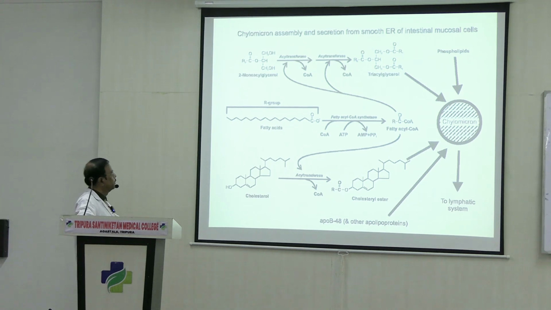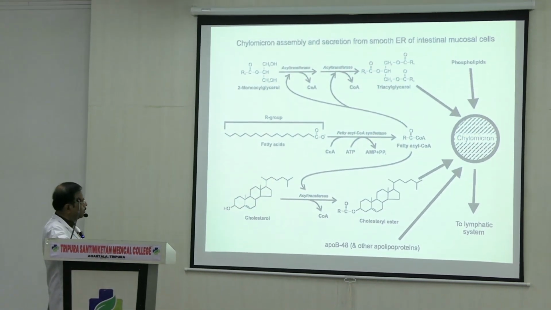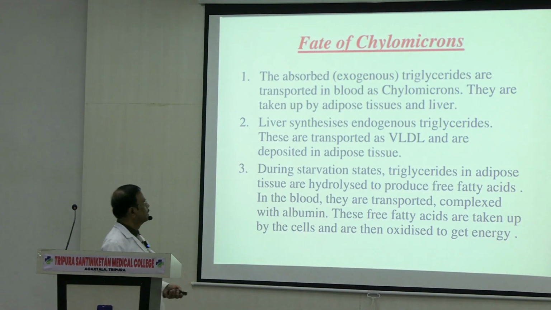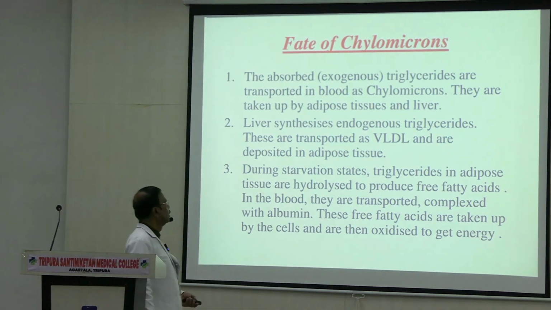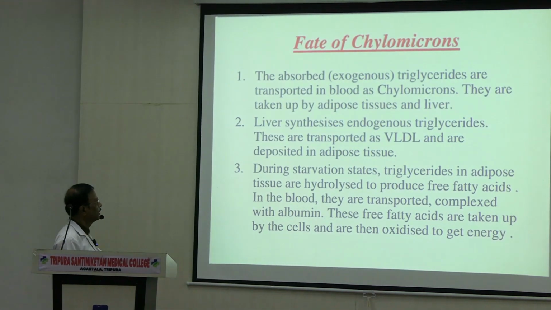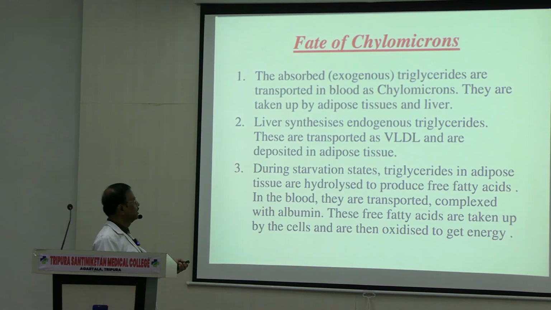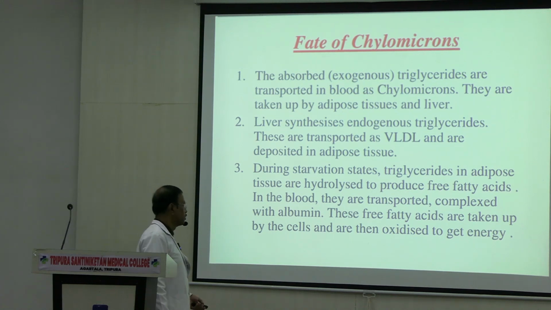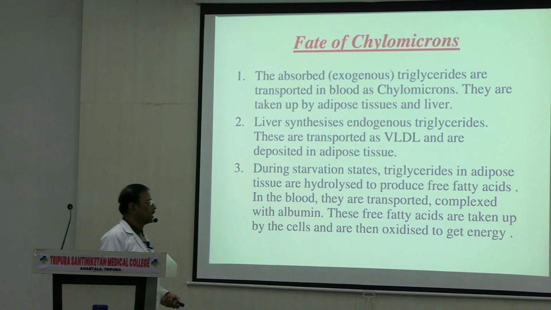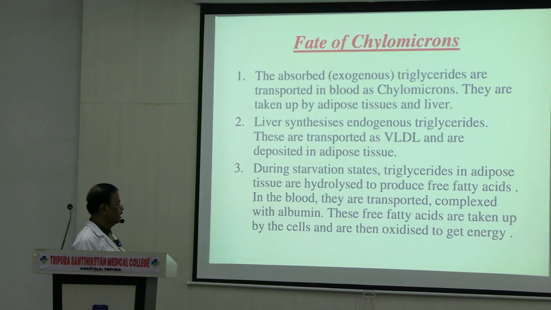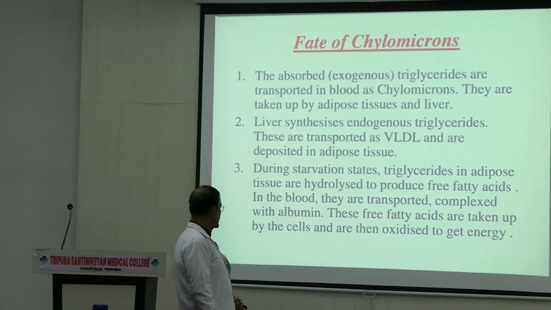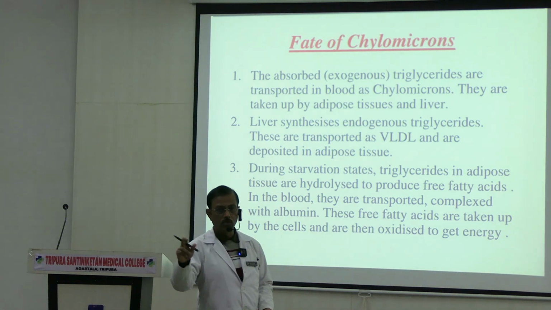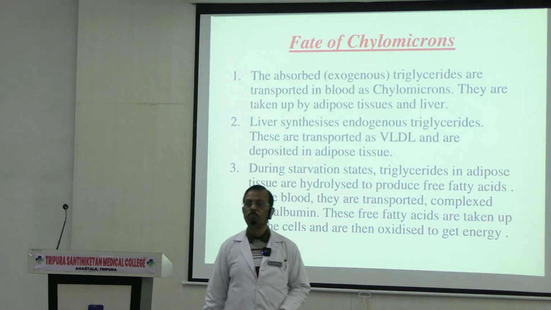This is a diagrammatic representation of chylomicron assembly. Fate of chylomicrons: the absorbed triacylglycerides are transported in the blood as chylomicron. They are taken up by the adipose tissue and liver. The liver synthesizes endogenous triglycerides, which are transported as VLDL and deposited in the adipose tissue. During the starvation state, triacylglycerol in adipose tissue is hydrolyzed to produce free fatty acid. Free fatty acid is activated, then takes part in beta oxidation to give energy.